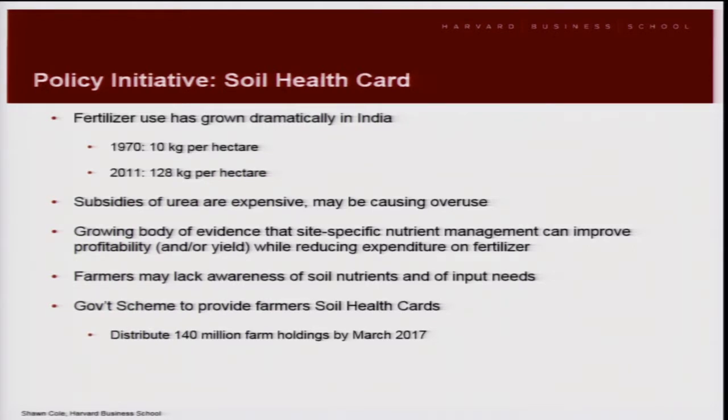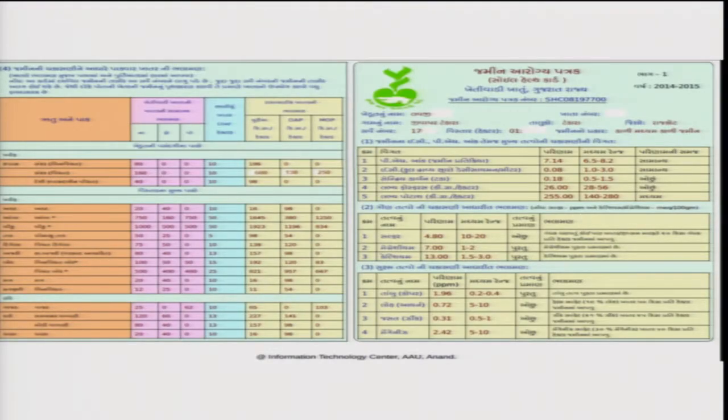So the government has taken a very bold, strong step and to distribute 140 million farmer soil health cards by the end of the year. And they've committed to every 3 years giving farmers a refreshed, updated soil health card. And so if you don't own a farm, you haven't gotten one of these delivered to you, but this is what they look like. This is an example from Gujarat, which became the model for the national soil health card distribution scheme. And so to me, this wouldn't mean anything.